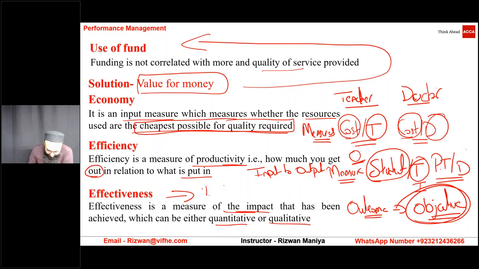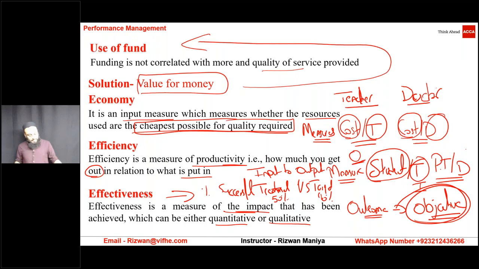Percentage successful treatments versus target. For example, the target is 90% and the percentage of successful treatments is 50%. Now you tell me, is the objective achieved? Come on, is the objective achieved? No, it's not achieved. So percentage successful treatment versus the target gives you the idea whether this has been achieved or not.